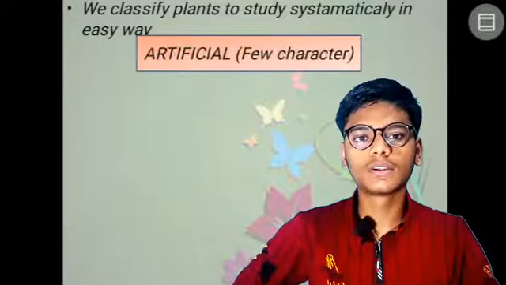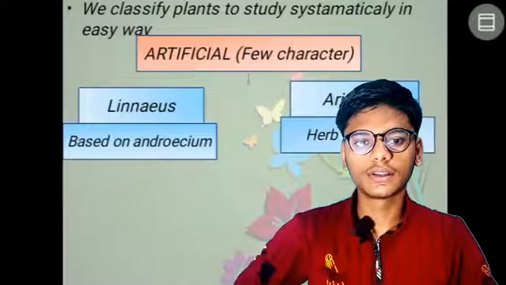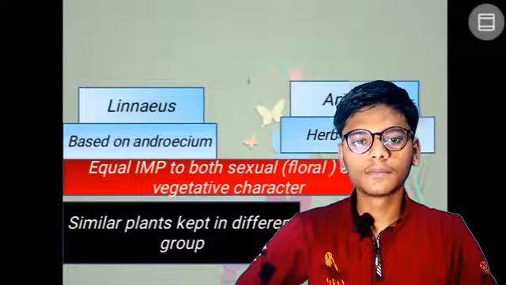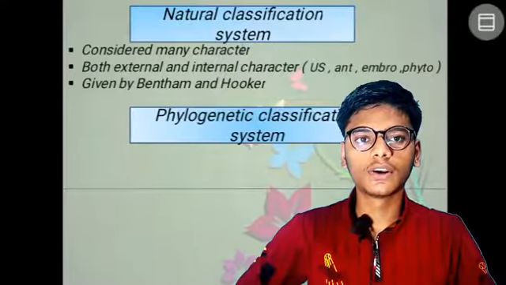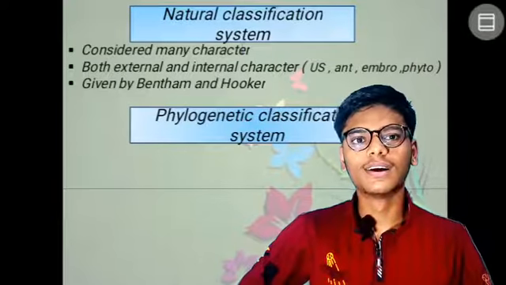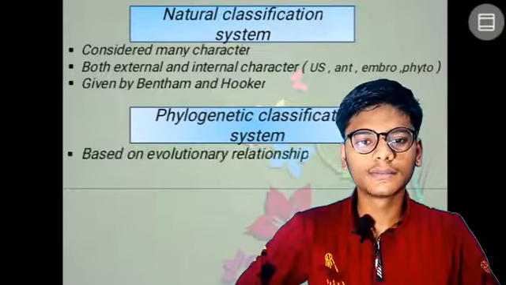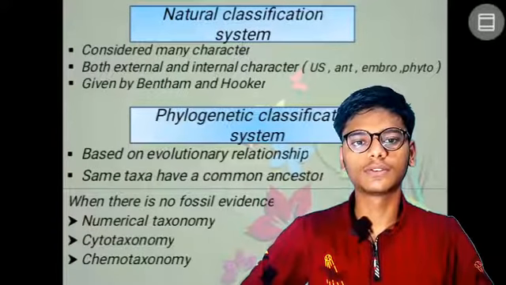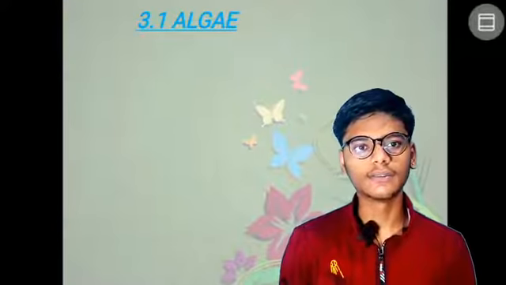So we saw these classifications: old classification, artificial classification, and the scientists Linnaeus and Aristotle. Natural classification system we saw, and phylogenetic classification we have studied. We have already studied this in our previous session. If you have not seen it, in the I button there will be a video, you go and check that. And we have studied taxonomy, different types of taxonomy. So today we are discussing algae. We are into the lesson.